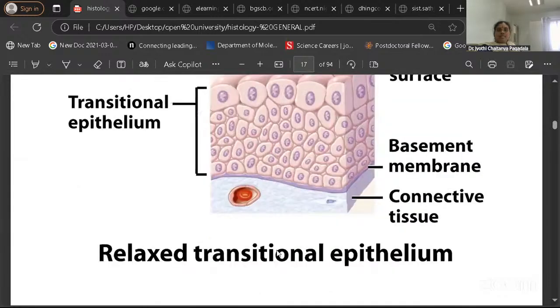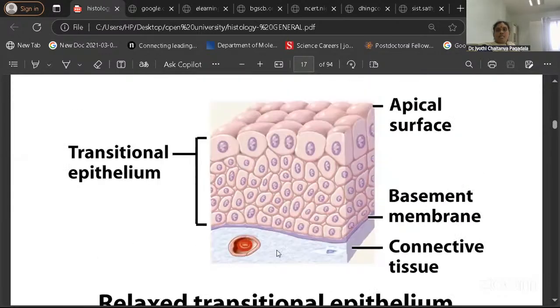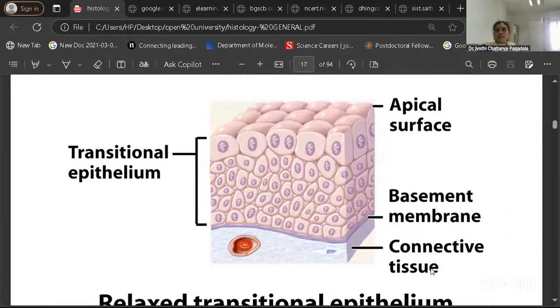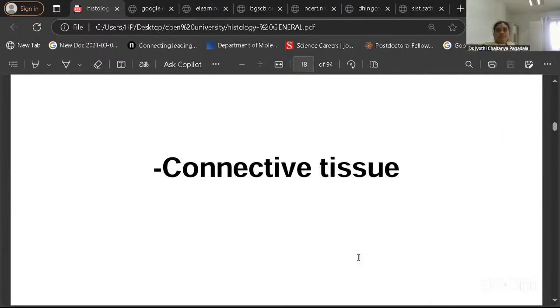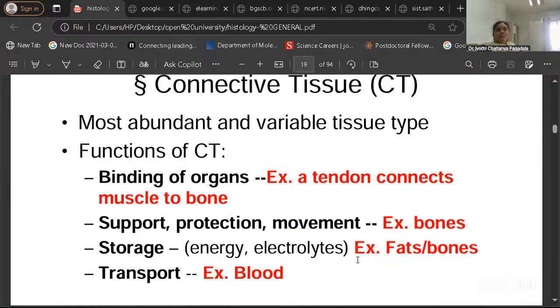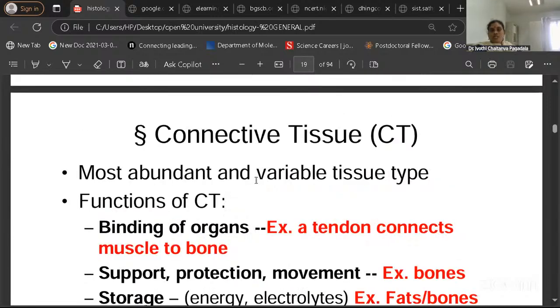Here you can see the relaxed transitional epithelium. Here you can see the multi-layered transitional epithelium with apical surface, a basement membrane with connective tissue. What is connective tissue? In the last slides we discussed connective tissue. Connective tissue is the most abundant and variable tissue type.